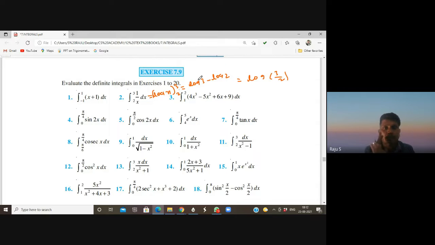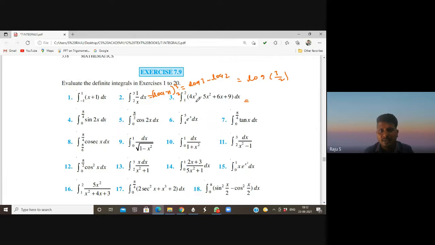Don't write plus c here, because here we are getting a particular value. In indefinite integration, we don't know the value of x. But here the x values are given. What is the maximum limit and what is the minimum limit? Upper limit and lower limit.